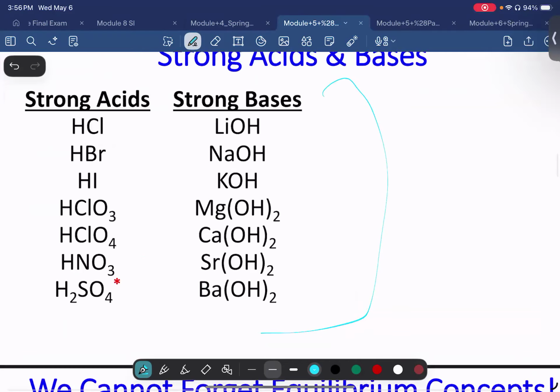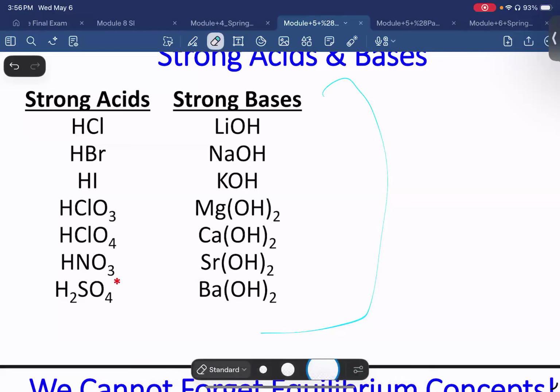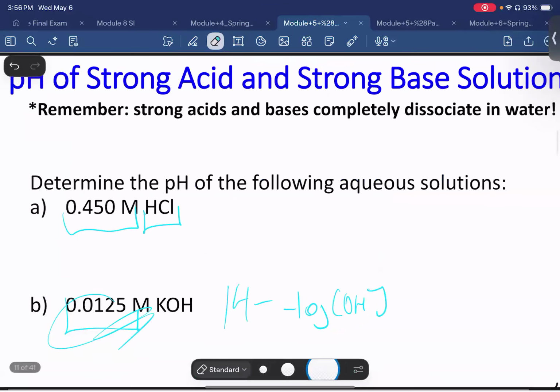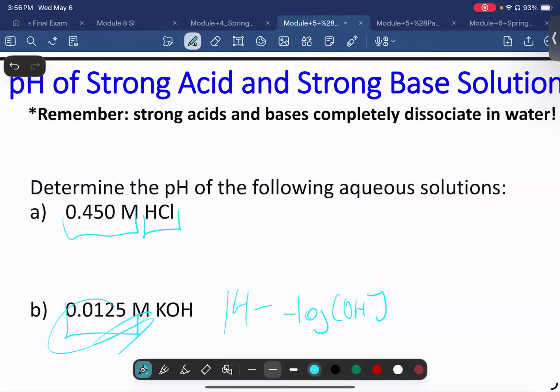Can I ask a question? Yeah, what's up? Before, when you were talking about strong acids and strong bases, you said something about 14 minus the negative log of something, but how do you know that you can use 14 for that? Because it didn't say 25. If it doesn't say any sort of temperature, you can assume that and use 14 minus the negative log of OH. But if it does specify a temperature, you do pKW.